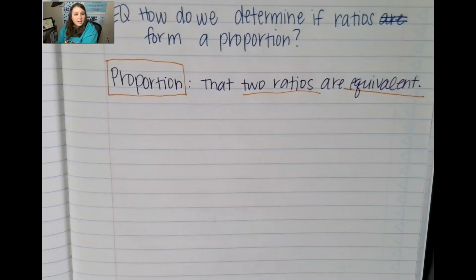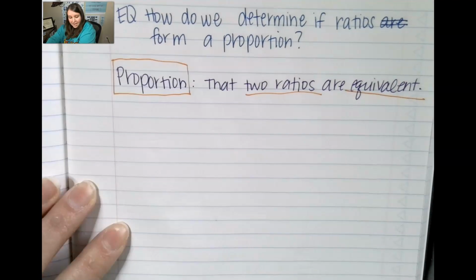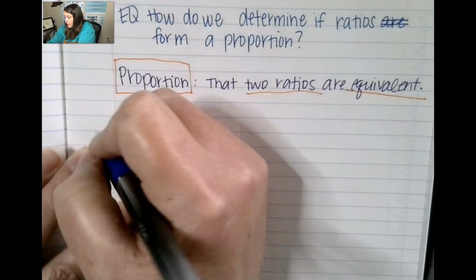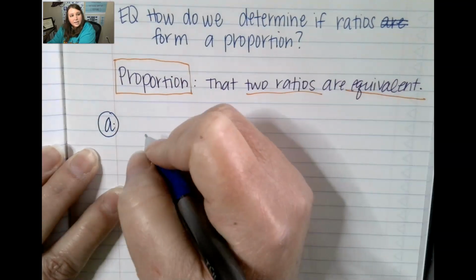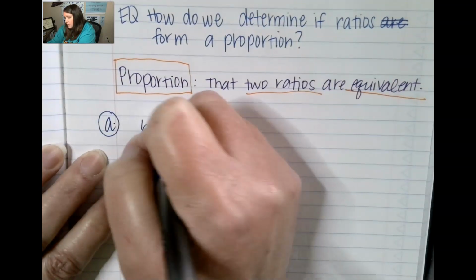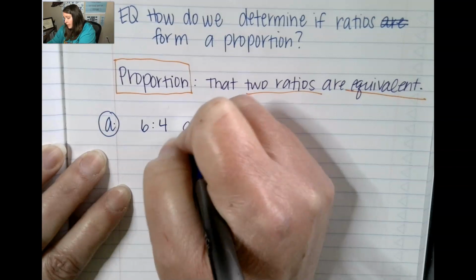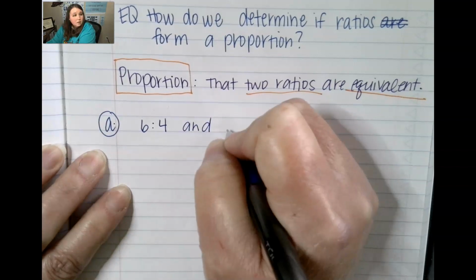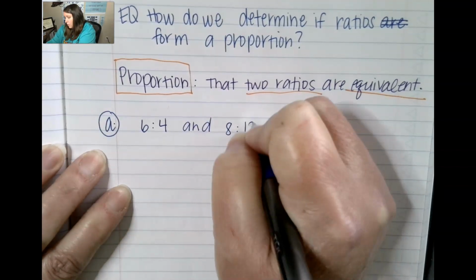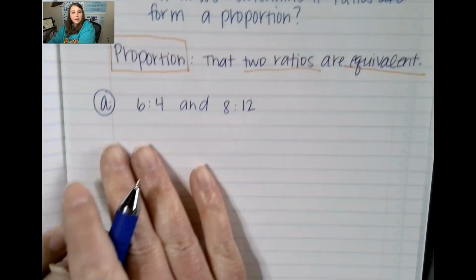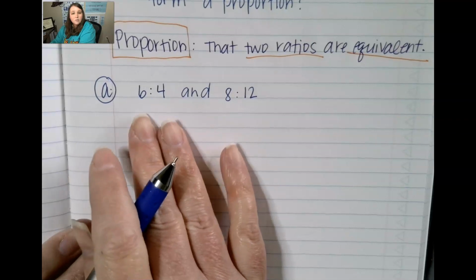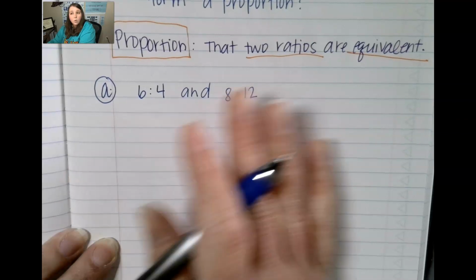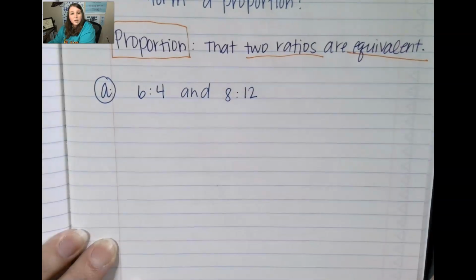So, for example, let's start with a problem, and this problem is example A. Example A says that we have two ratios, 6:4 and 8:12. So when we compare these, we want to know, are these proportionate? Do they form a proportion or an equivalent ratio?